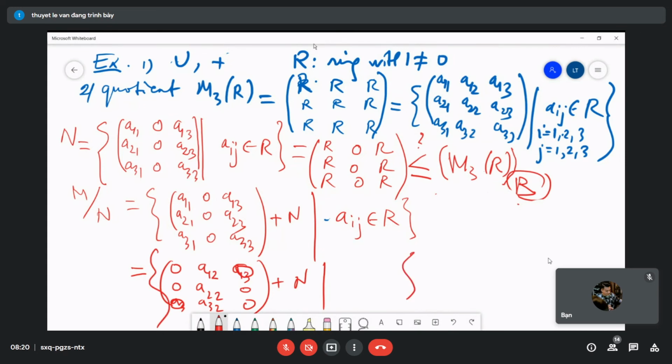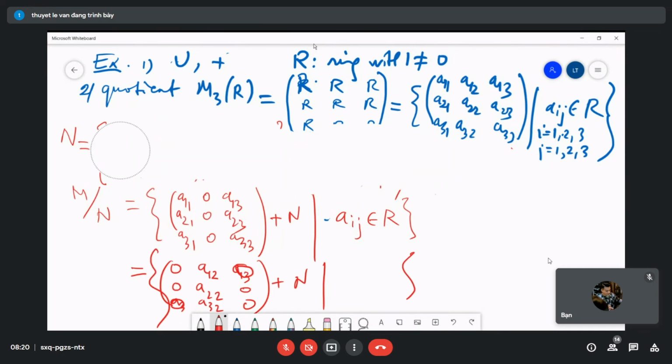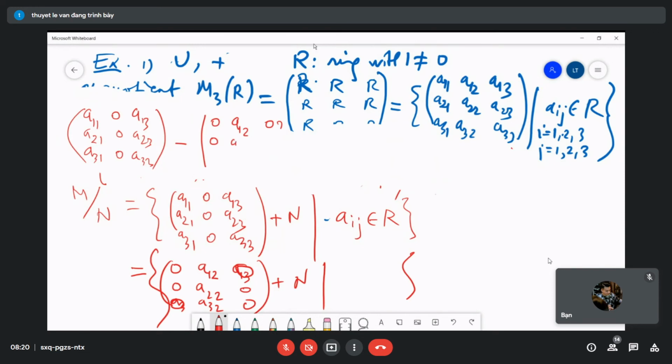Because you can write something like this. Okay, I will write here. You write A11, A31, and then A21, A23, and here is A31, A33, and then you minus 0, A21, 0, A22, 0, and here is 0, A33.